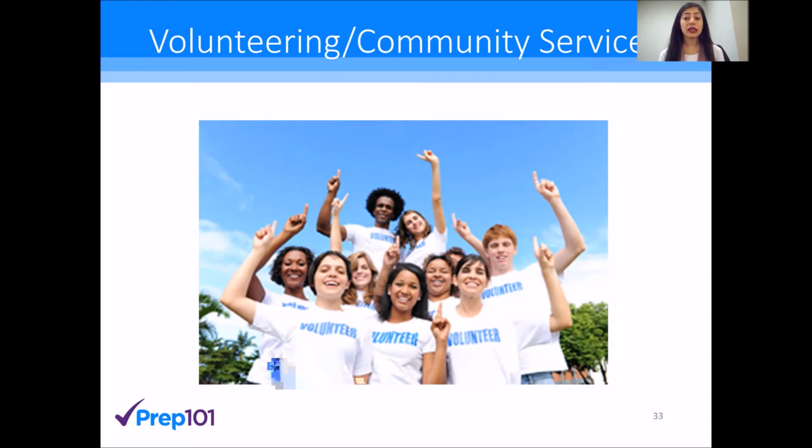Volunteering is great for your application. It shows that you are compassionate, you are caring, you're empathetic, and you are giving your personal time towards the community, right? You're essentially being a leader. So you're kind of demonstrating these wonderful leadership skills. And physicians are community leaders at the end of the day.